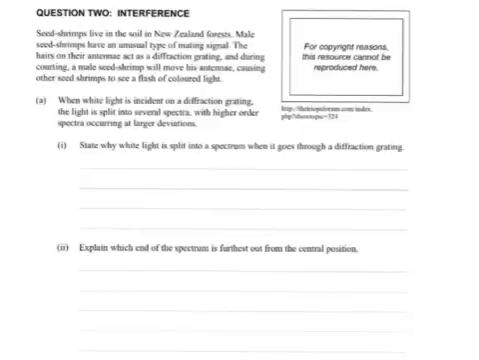Question 2, we're looking at interference. Seed shrimps live in the soil in New Zealand forests. Male seed shrimps have an unusual type of mating signal. The hairs on their antennae act as a diffraction grating, and during courting a male seed shrimp will move his antenna, causing other seed shrimps to see a flash of coloured light. And there's a missing picture here which would have explained it in a bit more detail.